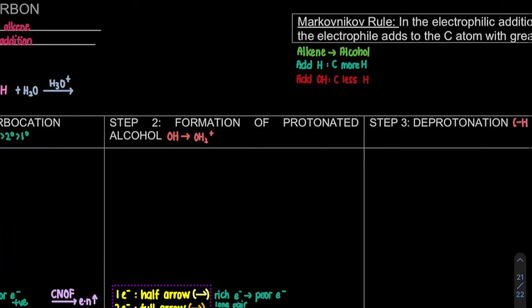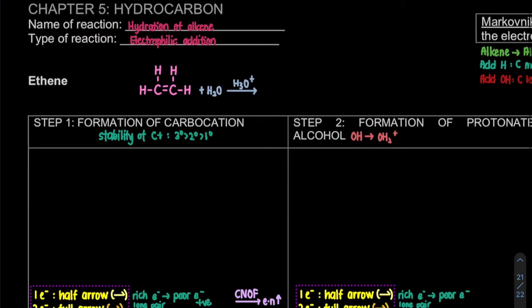Okay, so let's look at the reaction itself. First, we have our reaction of ethene. For the hydration of alkene, we need our H2O to add our H and OH, and H3O plus is actually our catalyst. For the acid itself, you can write H3O plus or H2SO4, but you can't write H plus only. I prefer to write H3O plus because later when you see the mechanism, you can see it as H3O plus, so it is easy to remember.